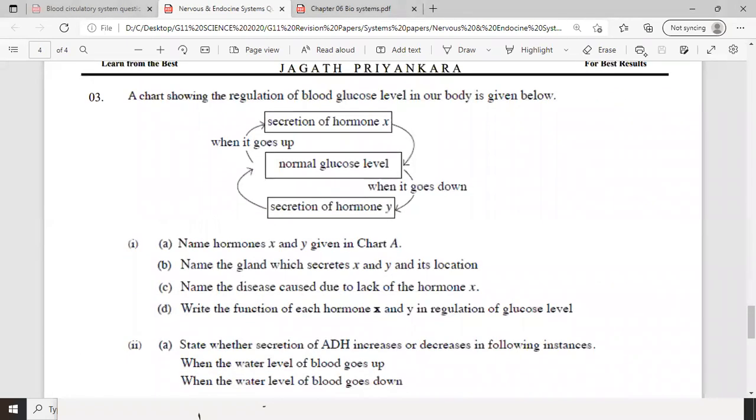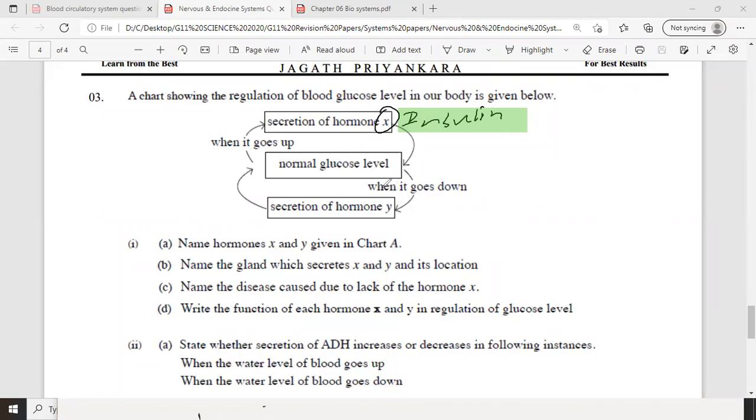Again, the regulation of blood glucose level. Name the hormone X and Y in chart A. X is secreted when blood glucose level goes up. So what is X here? Actually this hormone X will be insulin. Hormone X will be insulin.